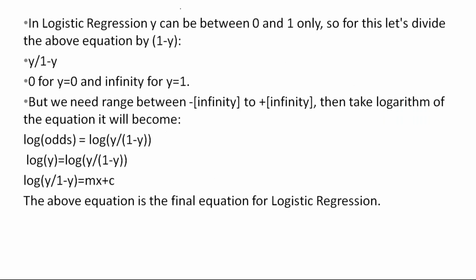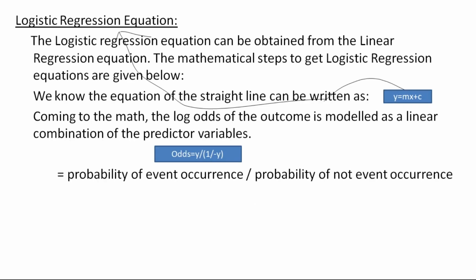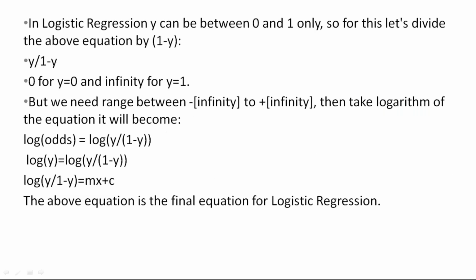This is very simple. See here, the steps are quite simple. In logistic regression, your predictor variable has to be between only 1 and 0. So what we will do is divide by 1 minus y. When we divide by 1 minus y, we again get the same thing, 1 by 1 minus y. So this is my model equation now.